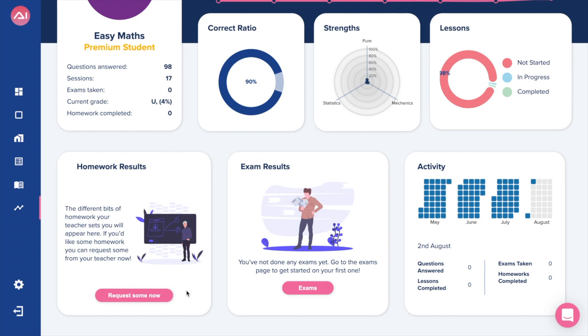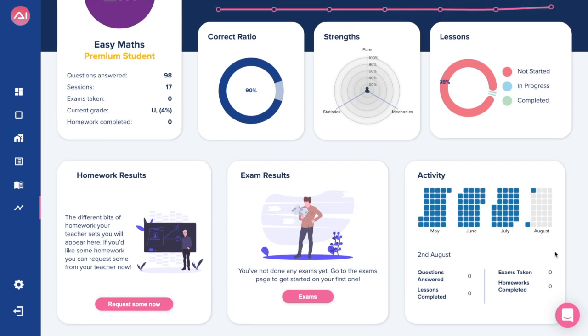So your teacher will be able to log in and they can set you homework tasks which will be marked instantly through the website. There's also an exam results tab which feeds through from the exam section. And here there's also an activity calendar which shows what you've completed each month, which could be useful in the lead up to exams. Shows you the number of questions you've answered, the number of lessons you've completed, the exams you've taken, the amount of homework that's been completed.